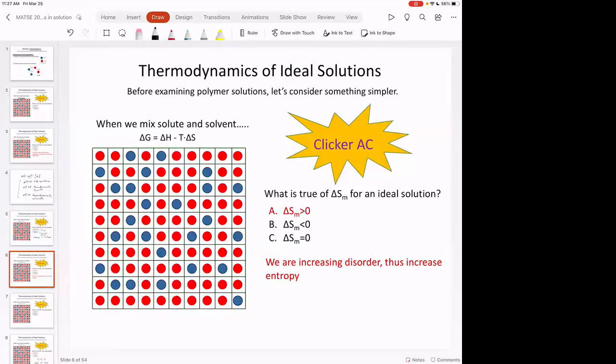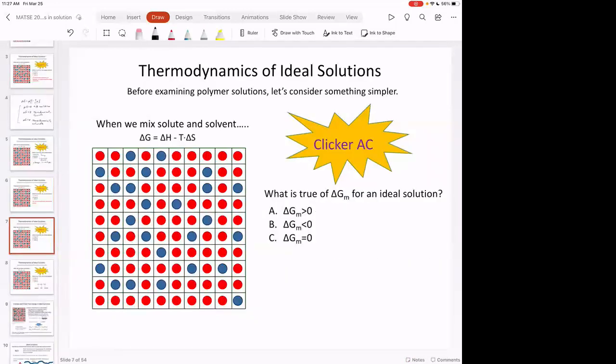All right. So we put those two things together. And one more clicker question before we start talking more. What's true of delta G of mixing for an ideal solution? Now that we know what delta H is and we know the sign of delta S, what's true about delta G?